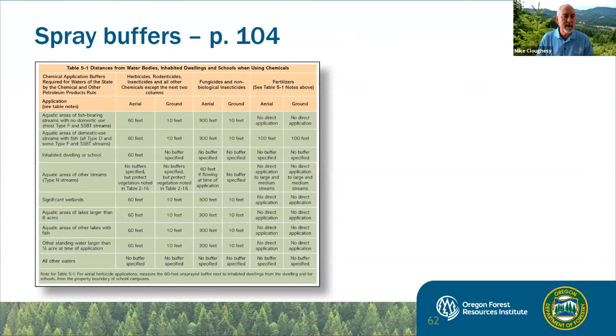The other thing that's new in the chemical part of the book is this table on spray buffers that you need to leave. And previously, the spray buffers, as Joe was talking about, had to do with just streams. So if it was any kind of aquatic area, you had to have a 60-foot buffer for aerial spraying and a 10-foot for ground spraying. Well, in 2017, the legislature passed a law to make there be some spray buffers for inhabited dwellings and schools. And that's the third line in the green down there, where it's a 60-foot buffer that needs to be around inhabited dwellings or schools. And for the dwelling, it's from the dwelling itself. For a school, the buffer has to be from the schoolyard. So from the boundary where the school is, that's where the 60-foot buffer starts.